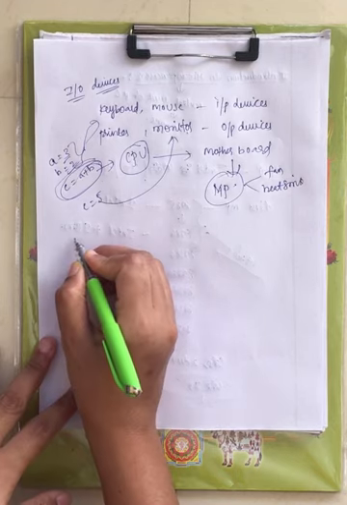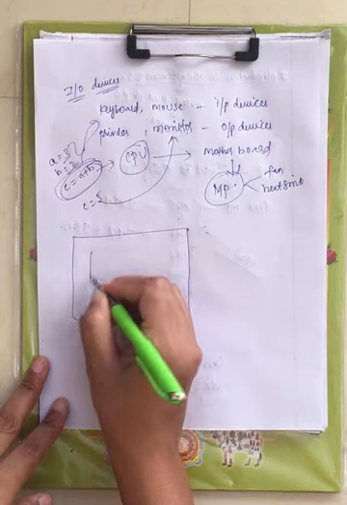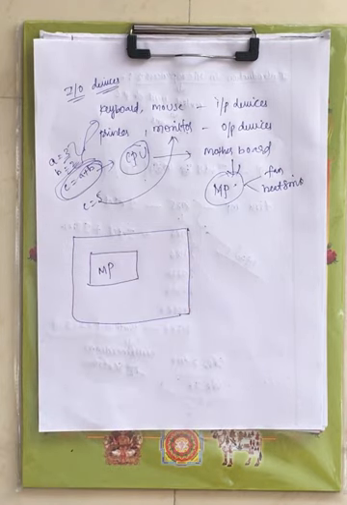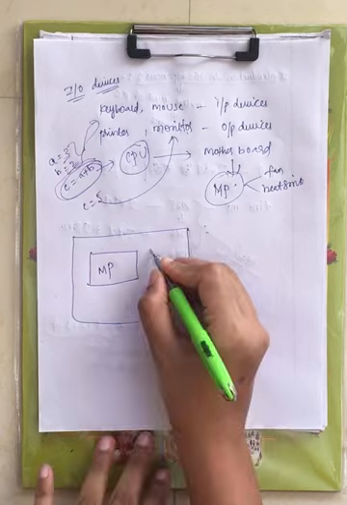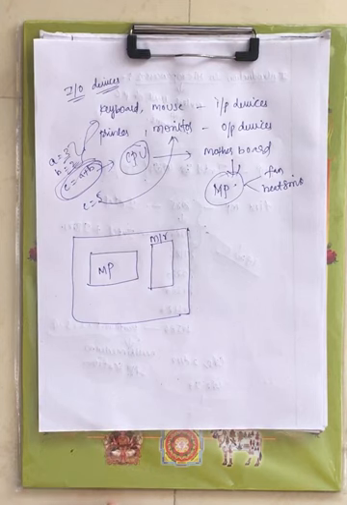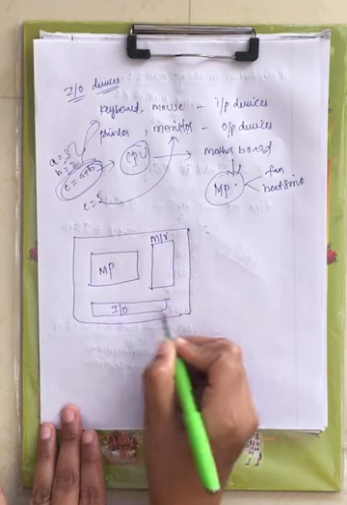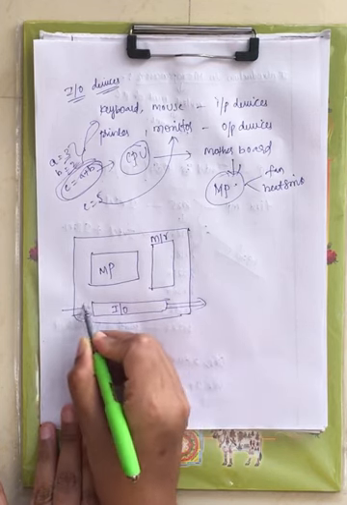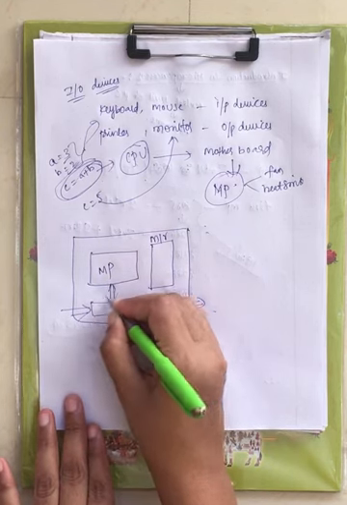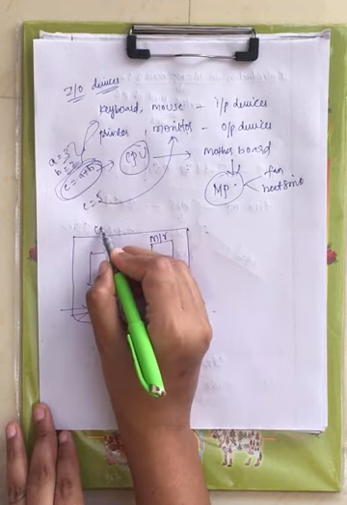Now let me draw a simple diagram of a computer system. What does it contain? It contains the microprocessor, MP. From now onwards you have to remember the shortcuts. MP stands for microprocessor. M/R is nothing but memory. I/O is nothing but input and output devices. We give input through input devices and collect output through output devices. The microprocessor has connections to these. This is a basic computer system.